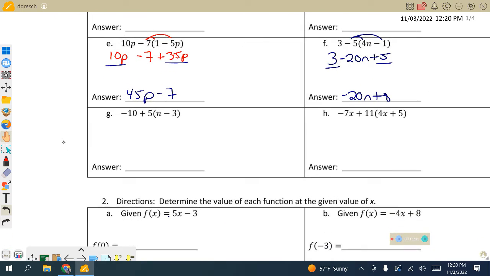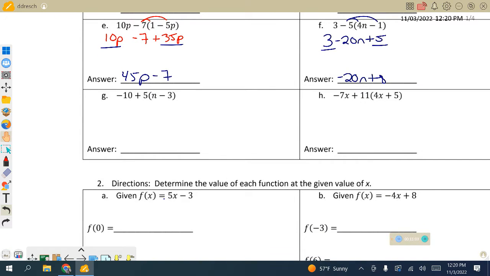Okay, on letter G here, we give you that same setup, because that is the common mistake to see. What are we doing first here? I want to drill it into your head. I see negative 10 plus 5 parentheses. Take the first thing, the negative 10 just drops on down.